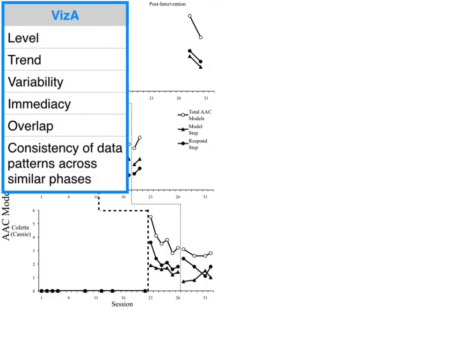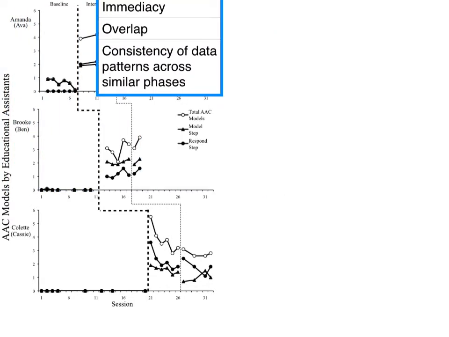Okay, so we can keep looking at that. This is now moving away from the child and looking at the data taken around the paraprofessionals who are working with the children. And we can do the same thing. Let's just pick a couple of items and look at level, immediacy, and consistency of data pattern. So we see that same level change. Here we're looking at total AAC models with that white cap, and you can see that it's hovering at about 1 or less, and then it jumps way up to 4 for Ava.